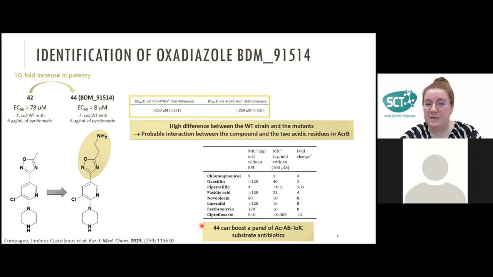So we further evaluated this compound, and we showed that 44 could boost a whole panel of AcrAB-TolC substrate antibiotics. So we have here the MIC of the antibiotic without the efflux pump inhibitor, and here the MIC of the antibiotics with the efflux pump inhibitor.